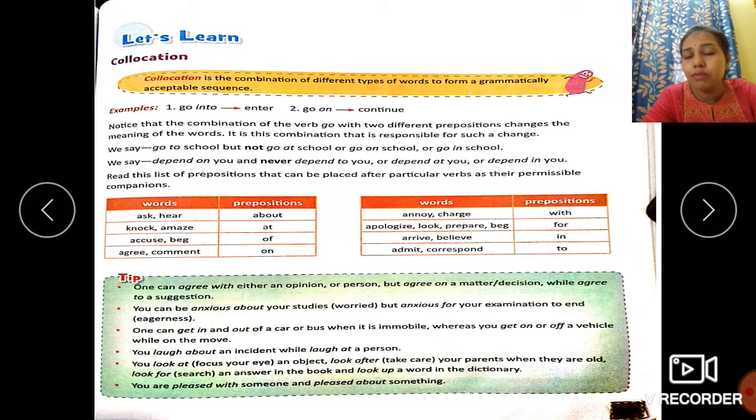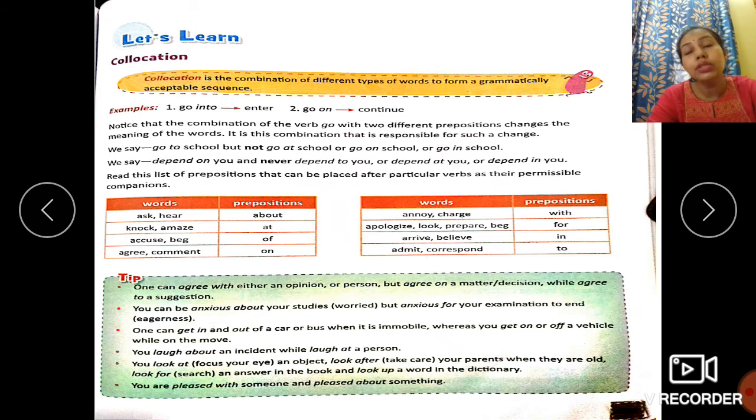Okay, this green color box, children, which has got a few tips here. This is really important. One can agree with either an opinion or person, but agree on a matter or decision, while agree to a suggestion. See, agree with, agree on, agree to. We agree with some opinion, we agree with a person. We agree on a matter, we agree on a decision. Again, we agree to a suggestion.